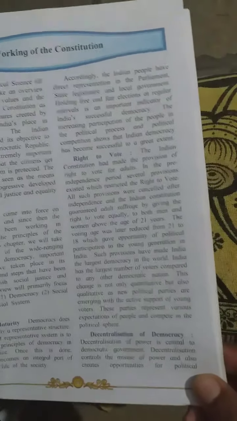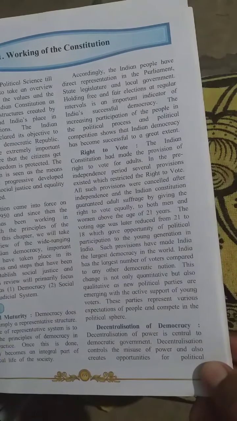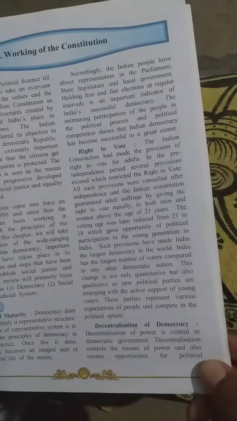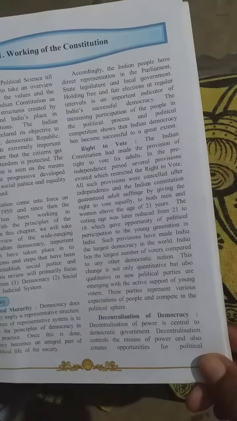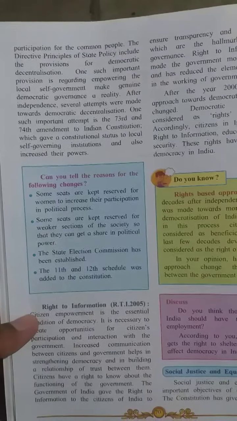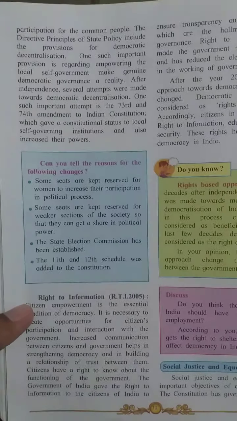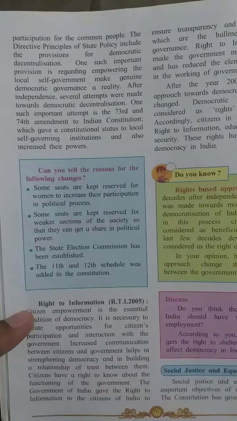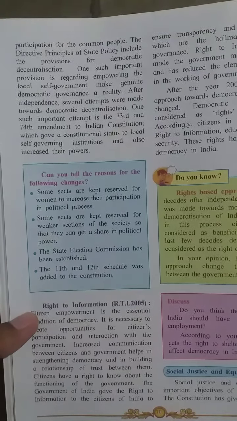Decentralization of democracy: how is the power decentralized? Decentralization of power is central to democratic government. Decentralization controls the misuse of power and also creates opportunities for political participation for the common people. The directive principles of state policy include the provisions for democratic decentralization. One such important provision is regarding empowering the local self-government to make genuine democratic governance a reality.